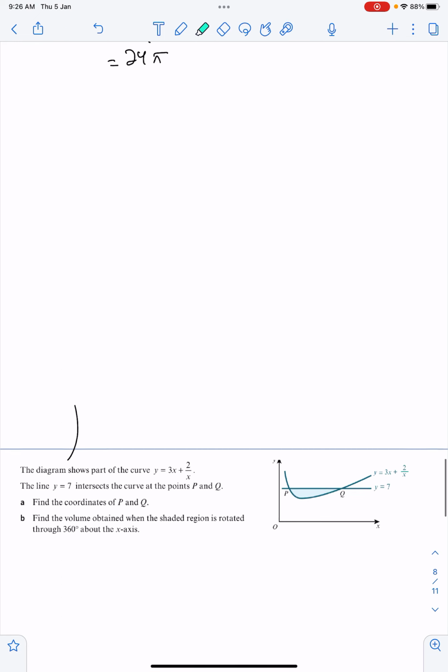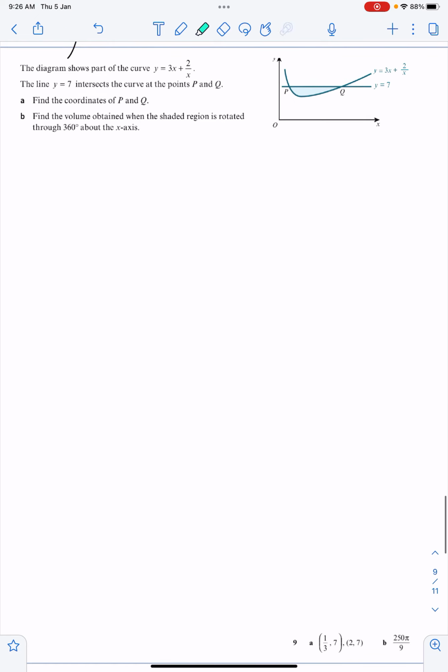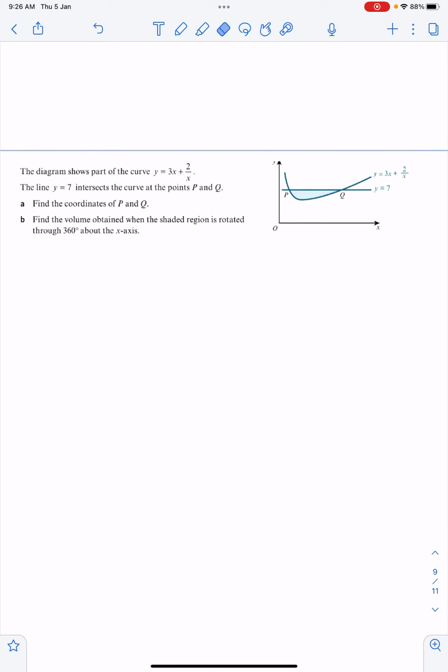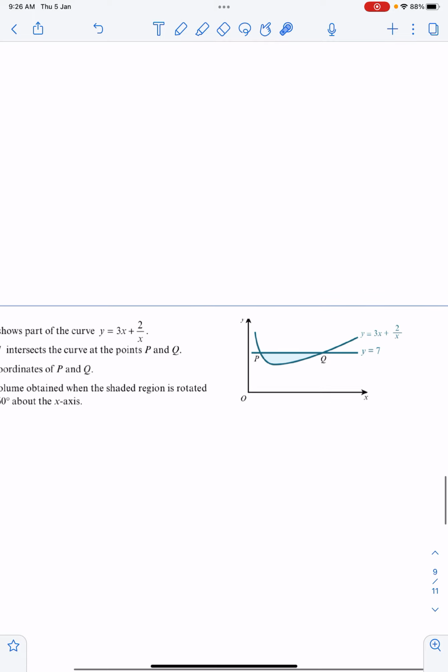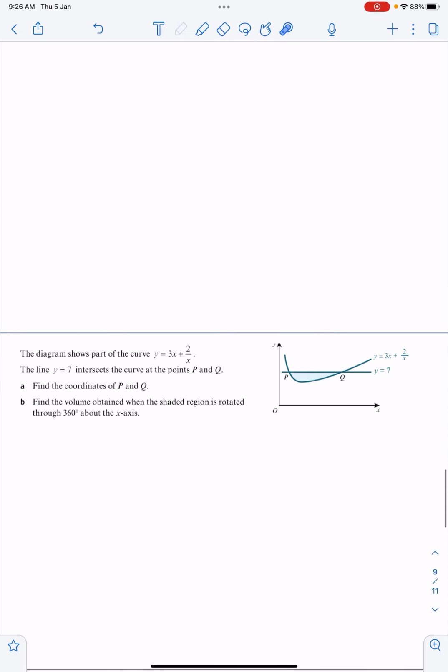Okay, going on to the next question here. It says the diagram shows part of the graph y equals 3x plus 2 upon x. The line y equals 7 intersects the curve at the points P and Q. Find the coordinates of P and Q. If you want to find the point of intersection of the curve and the line, obviously you have to solve simultaneously. Since y is the subject already in both of them, you can use the substitution method and equate the two: 3x plus 2 upon x equals 7, and solve for the point of intersection.